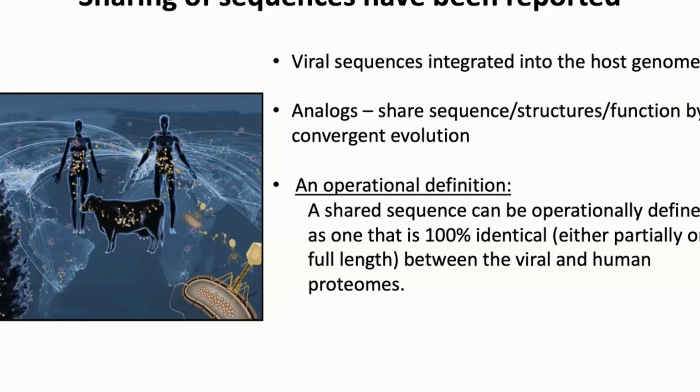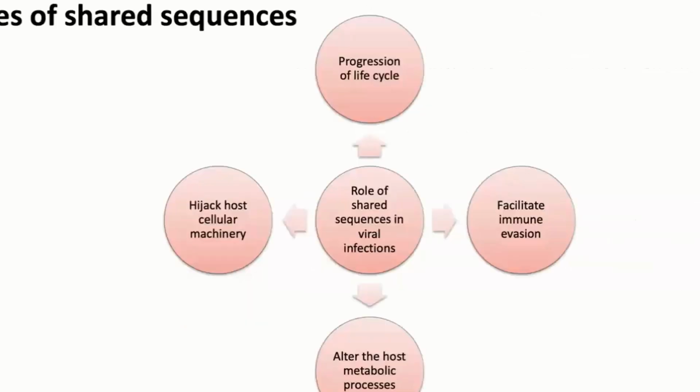So for the purpose of today's conversation, what is the definition of a shared sequence? Basically, it's something that is found between the two that is 100% identical. Of course, we are not talking about the whole genome. We had to reduce it to a certain size. So we decided to look at, as per the definition, partial or full length, but for the purpose of the analysis that we were going to do, we used a minimum of nine amino acids, or 9-mer, that were identical. We will call them shariome.